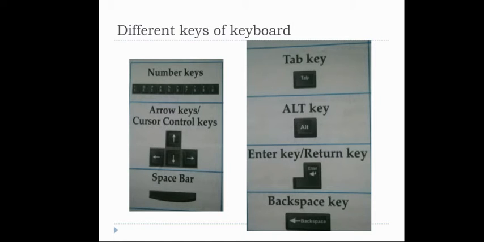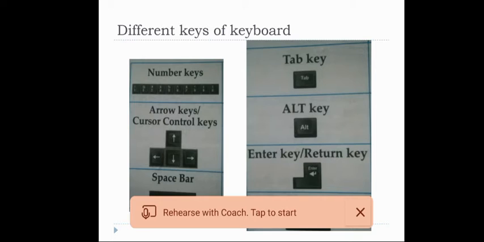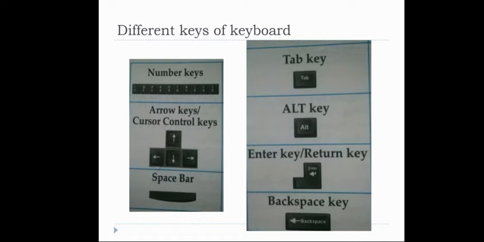First one is your number keys by which you can type different kinds of numbers, then arrow keys, or you can say cursor control keys or navigation keys, which we use to move around in a program or a document. Space bar is the longest key available on a keyboard and is used to give space between two words. Next is your tab key, then alt key, enter key which is used to create a new line, and backspace key that is used to delete the character to the left of the cursor.